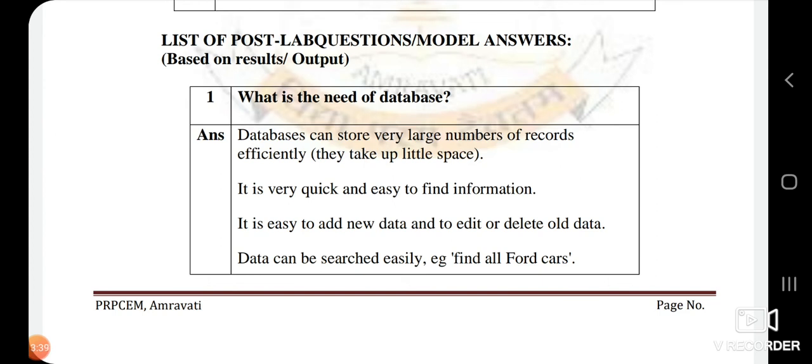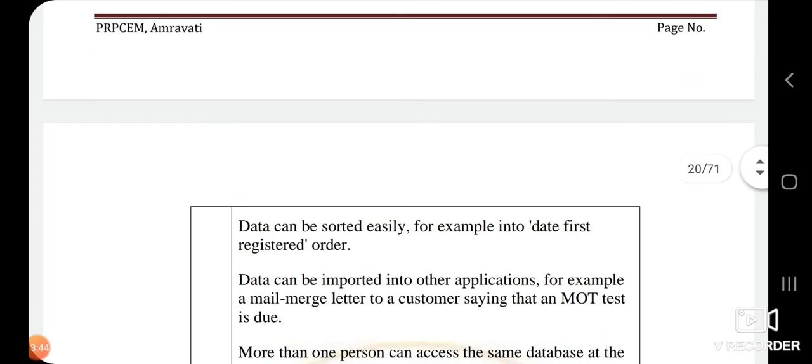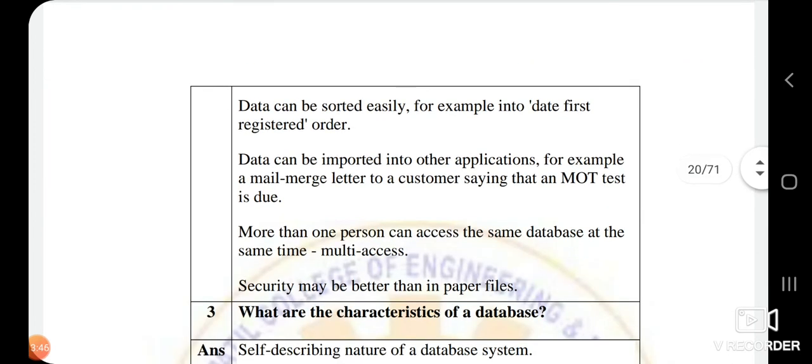Data can be searched easily. Example, find all Ford cars. So you can search that data very easily. Then data can be sorted easily, for example, into date first registered order. Suppose you want to find the data, you have to sort it by date, by alphabet, by a certain number, or by space. So by everything you can sort it easily. As per the requirement, it can be easily sorted by any of the parameters.